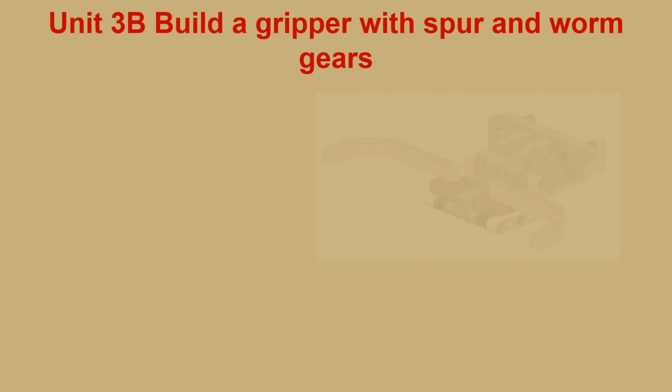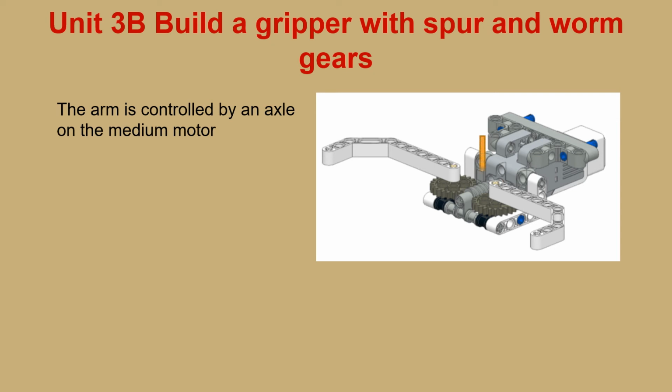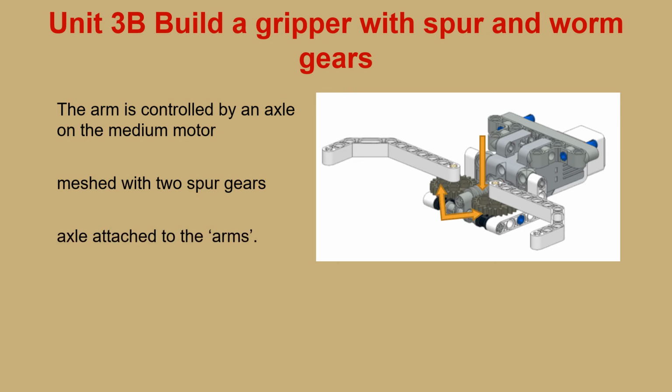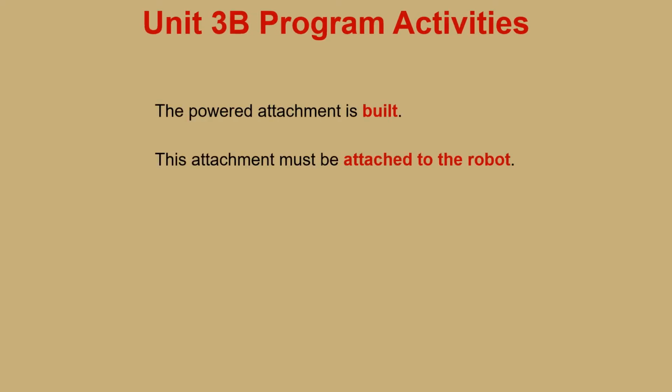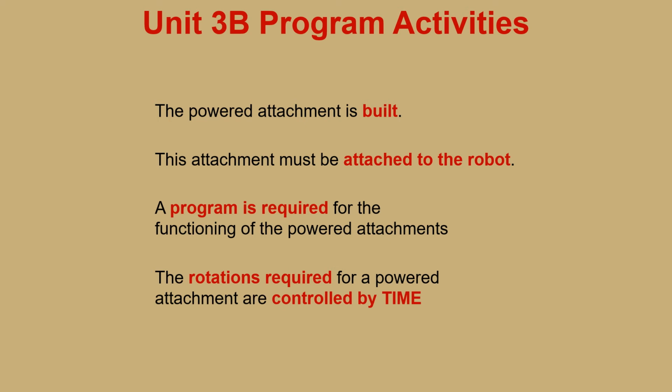If we were to build the gripper with a spur and the worm gears, as you can see from this diagram, the arm is controlled by an axle in the media motor, and it's meshed with two spur gears. And the axle is then attached to the arms. So if you have to program these powered attachments, the powered attachment needs to be built and then attached to the robot. And then only can you start figuring out the programming that is required for these powered attachments.